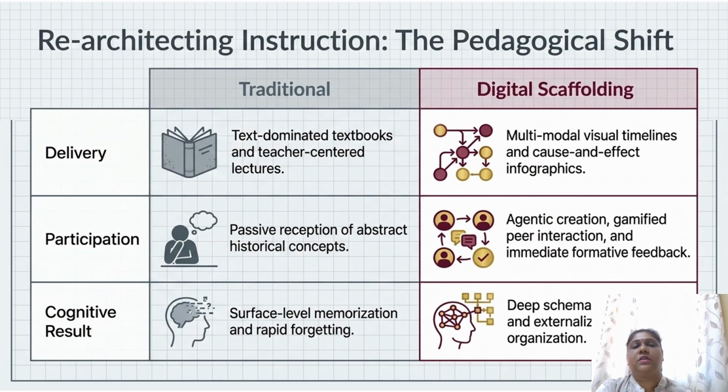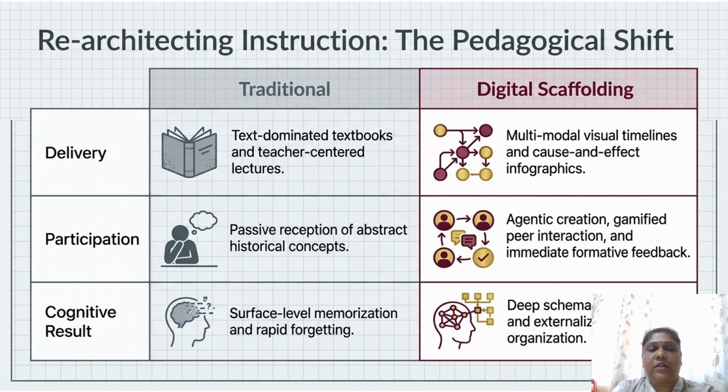Okay, so restructuring instruction, a pedagogical shift. The first one is the traditional way. Mostly we use chalk and talk, with text dominating, using 100% textbook, and the teacher centralizes the teaching. When we compare with digital scaffolding, there are multiple visual timelines and cause-effect infographics, for example with Canva. We use more infographics, and infographics make it easy for students to memorize the notes.